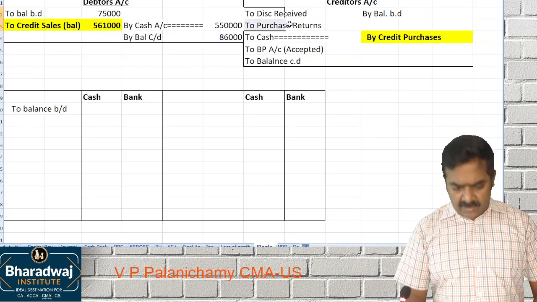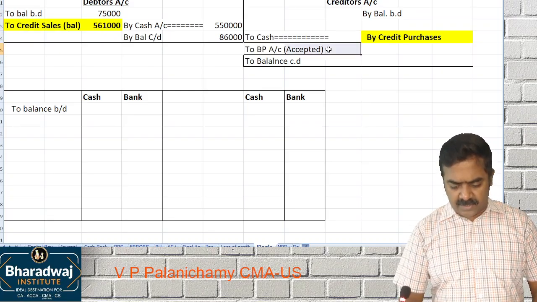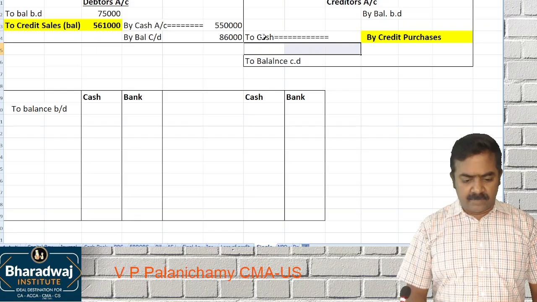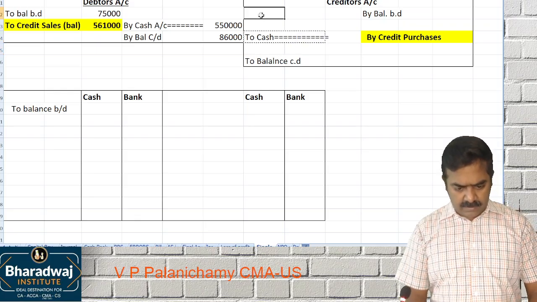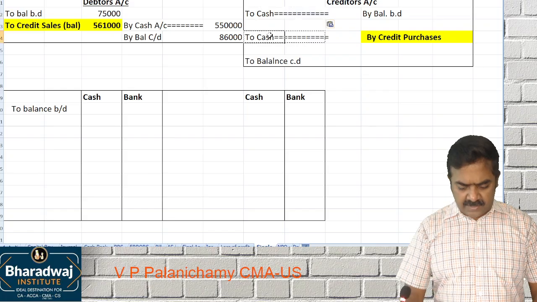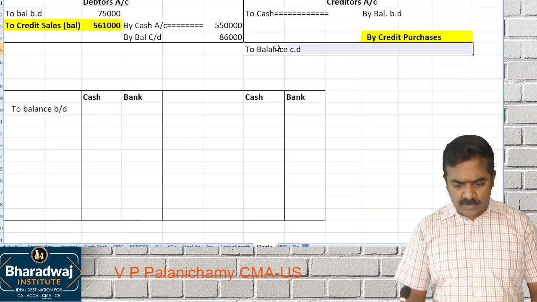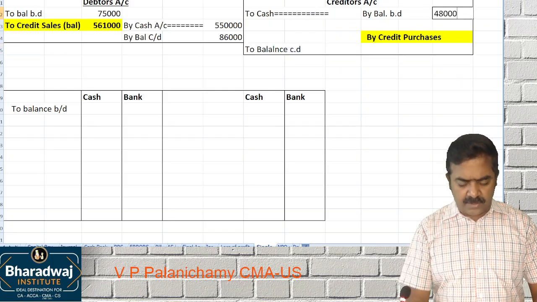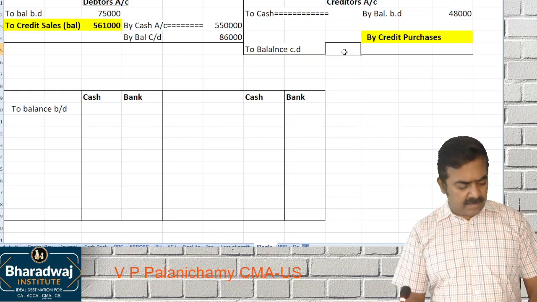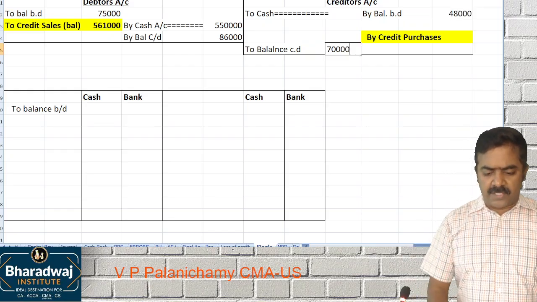Then the creditors account. There is no bills payable in the question. What is the opening balance of creditors? 48,000. What is the closing balance? 70,000. How much is paid in cash?